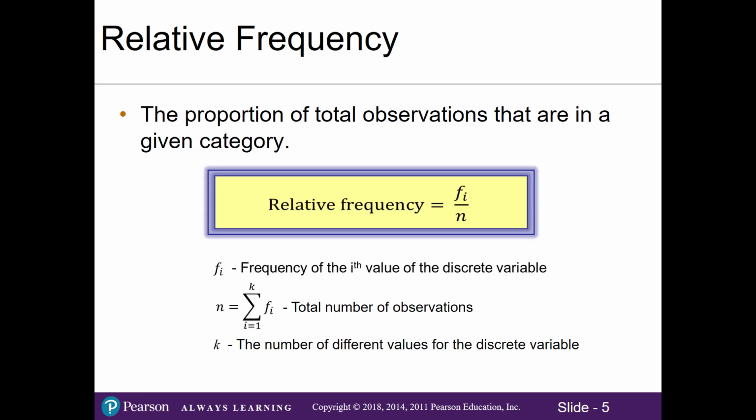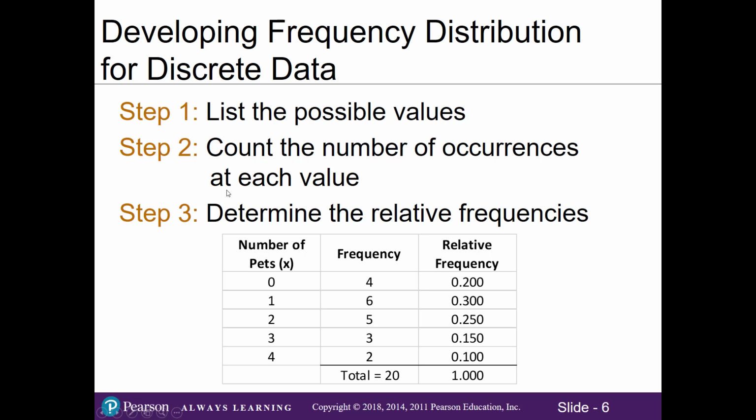Now, with the frequency distribution, we often want to calculate the relative frequency. This is the proportion of total observations that are in a particular category or class. To calculate the relative frequency, we take the frequency of the value that we're looking at of a particular variable, and then divide it by the total number of observations. So let's see an example.